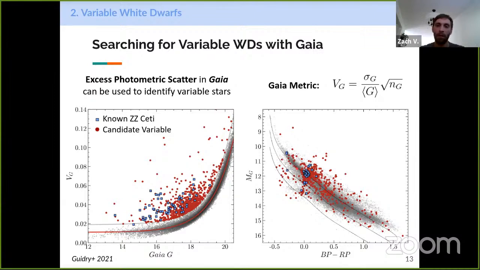just because they show variability in a region where we already know pulsators are found. And then there are these few blue squares up here, which are this handful of DBVs that are in the sample. There's not nearly as much of a defined clump of red points up here, which is somewhat expected just because DBVs are a little harder to find. But for sure, this metric is working in terms of identifying excess photometric scatter.